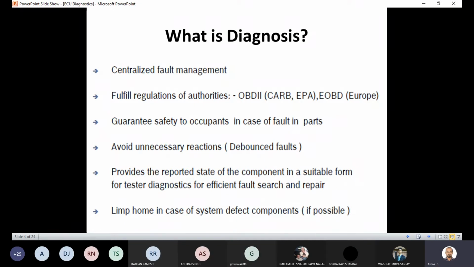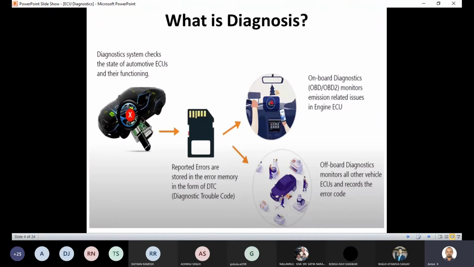And of course, as I discussed, it will provide the limp home mode operation if possible, to safeguard the components. If more components are defective, the further defect should not affect the operation of the vehicle or other system components. So basically, the diagnostic system checks the state of the art functioning of the ECU, and accordingly it will note down the errors.